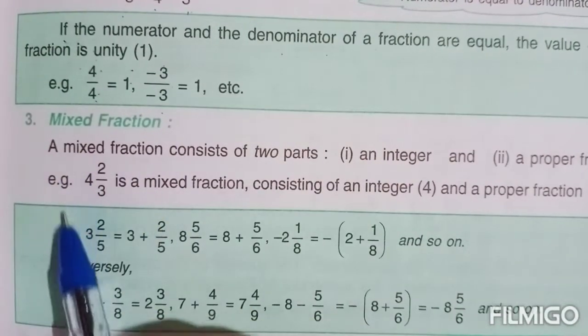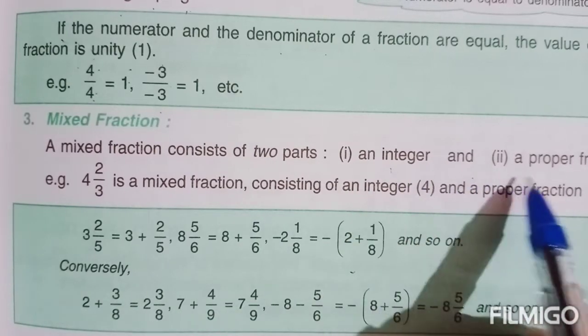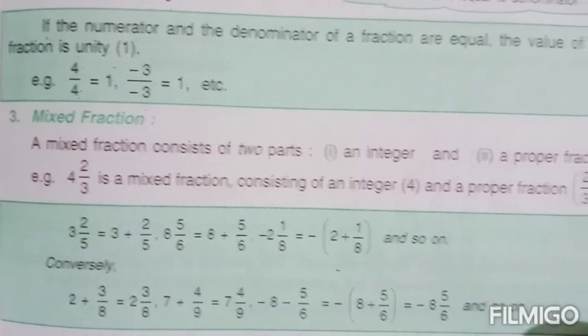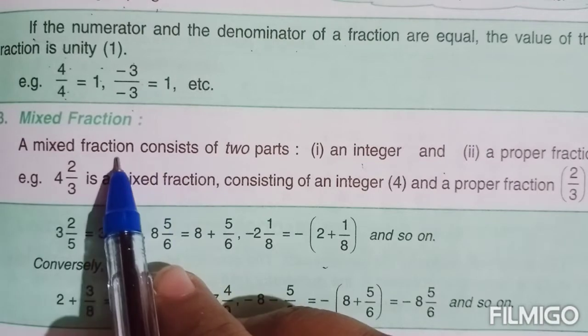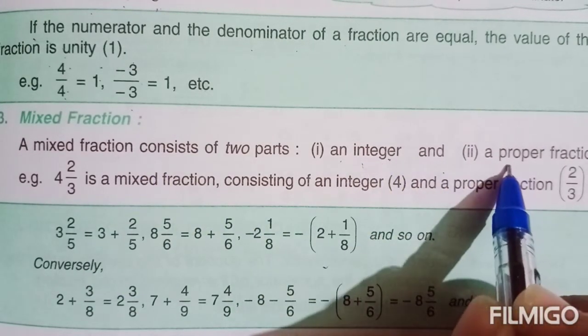Okay. Third one, mixed fraction. A mixed fraction consists of two parts. First one an integer and second one a proper fraction. So mixed fraction, it is a combination of an integer and a proper fraction.